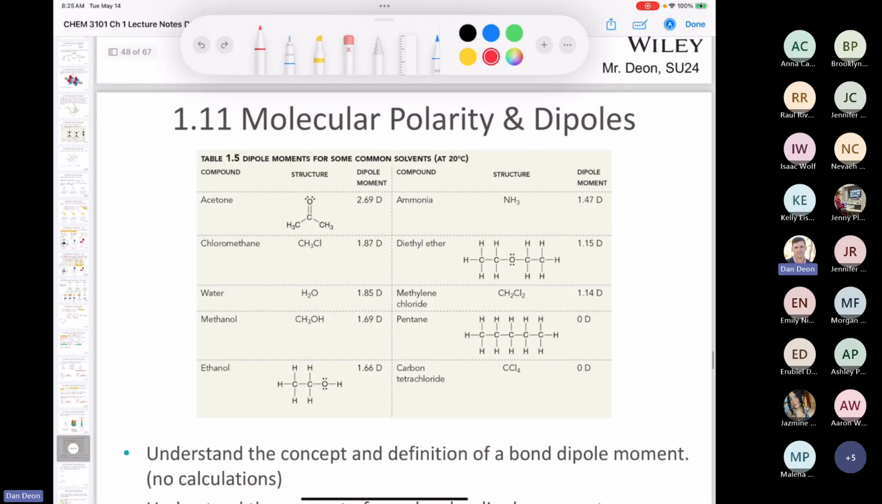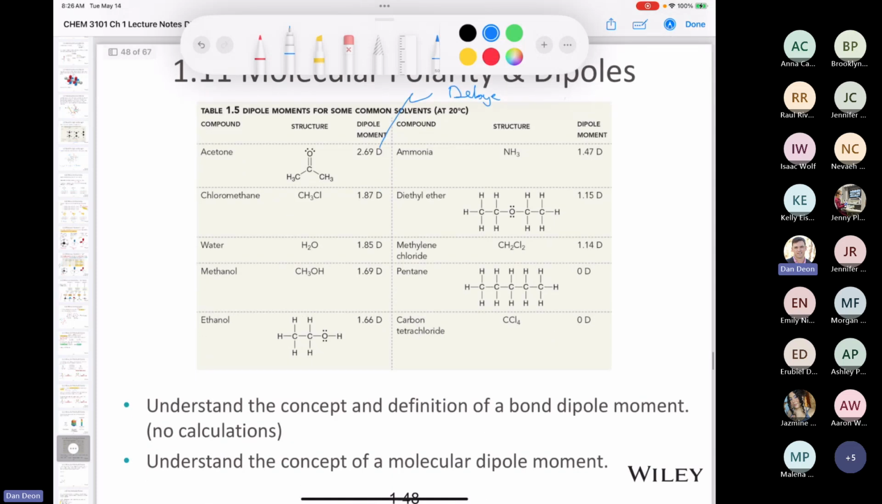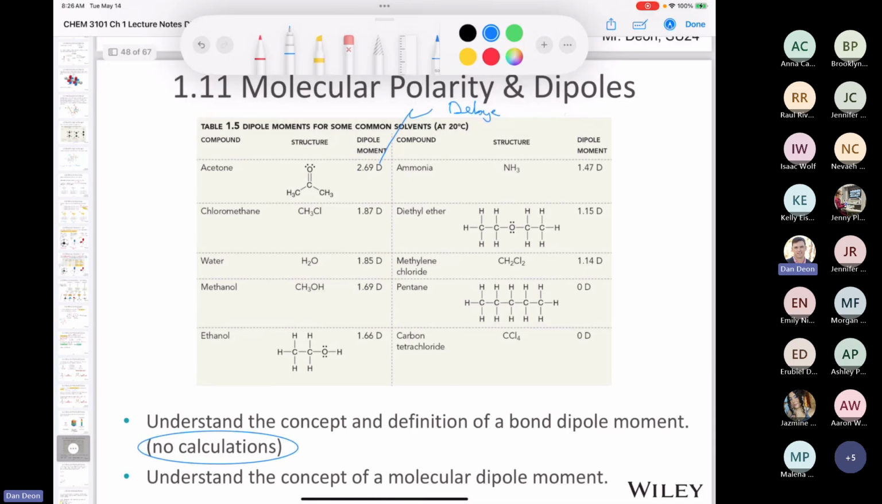Now let's take a look at some molecules here. If you remember, what I told you was the small d for a dipole moment stands for debye. All I asked you to know is, you're not going to have to do any calculations. It even says down here at the bottom, no calculations in Chemistry 3101. All you need to know is the greater the debye, the more polar the molecule. The dipole moment of acetone is 2.69 debye. You would say it's more polar than chloromethane, which is 1.87 debye.